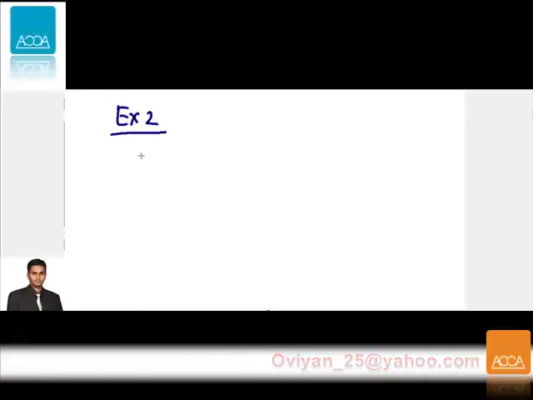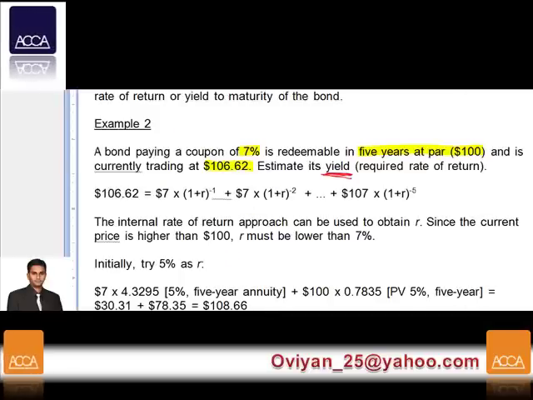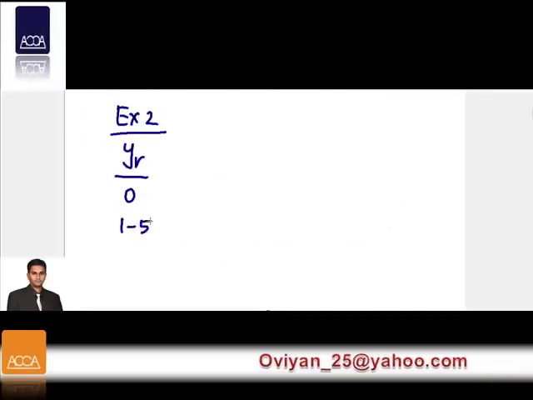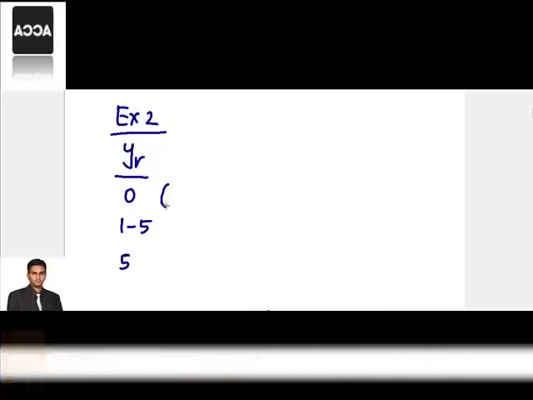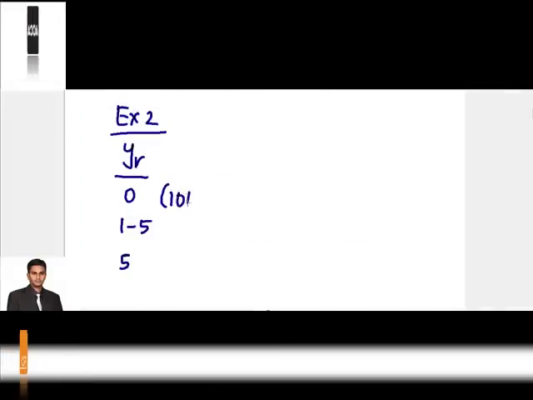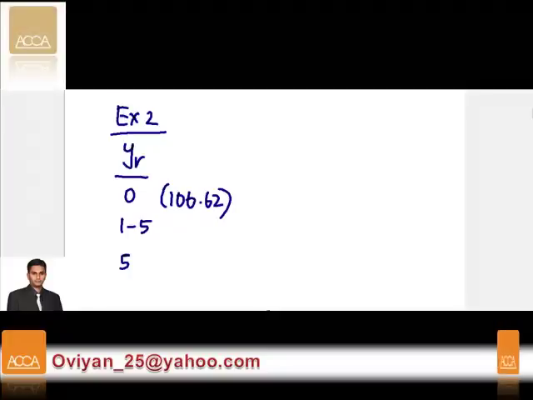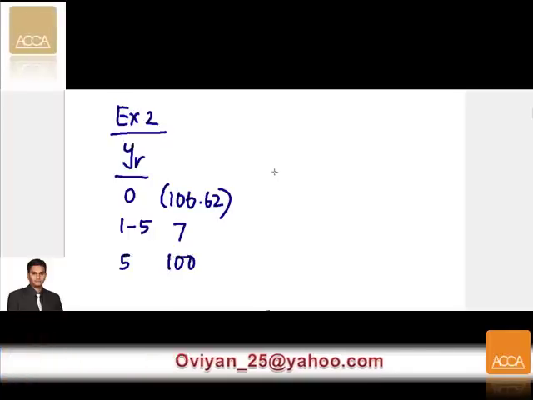What you need here is the pattern of your cash flows. It's going to be for a period of 5 years, so we're going to have year 1 to year 5. Today you have to make one investment of 106.62. And each year you're going to get $7, plus you're going to get back $100 at the end of year 5.